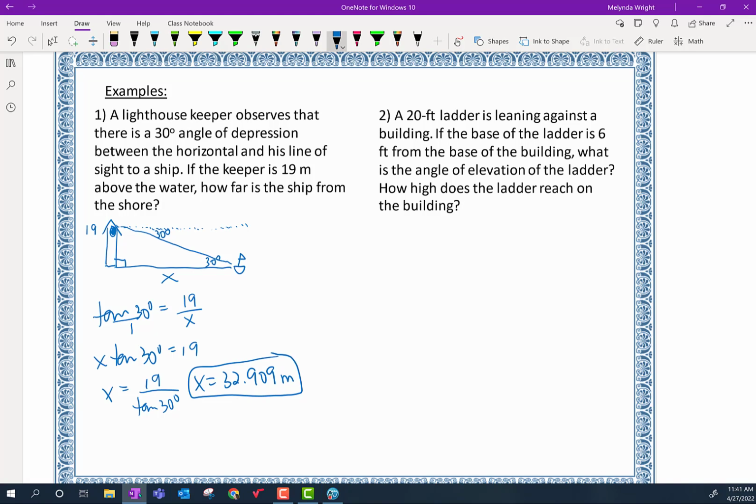All right, one more, we got this. A 20-foot ladder is leaning against a building. Okay, so here's the building.